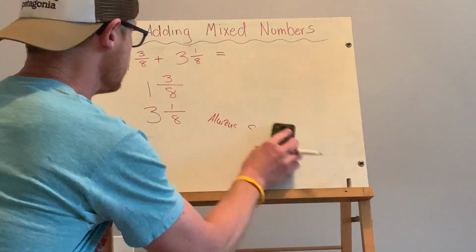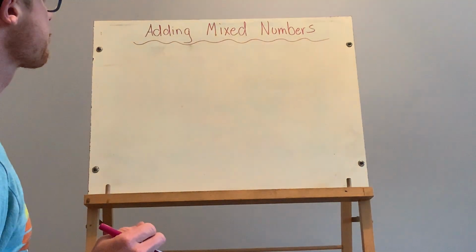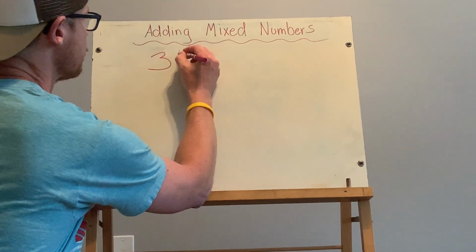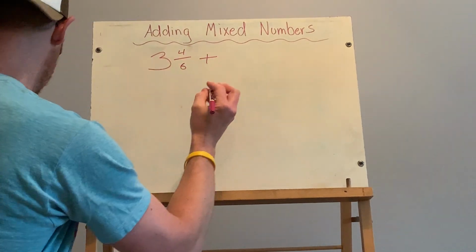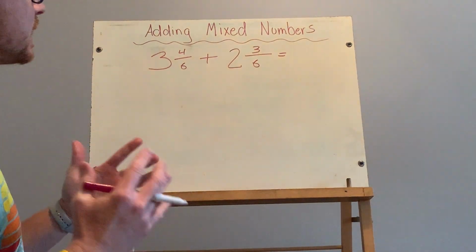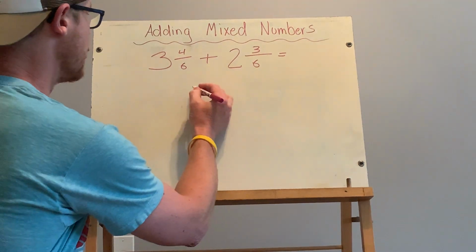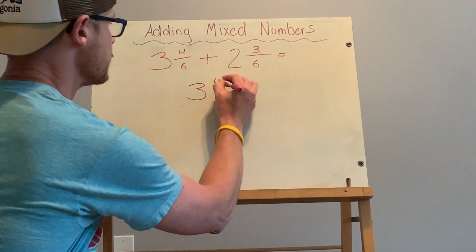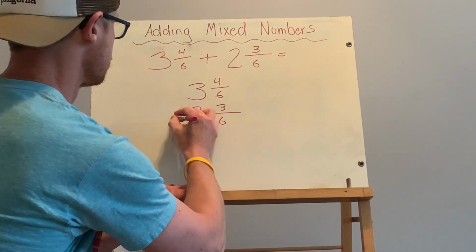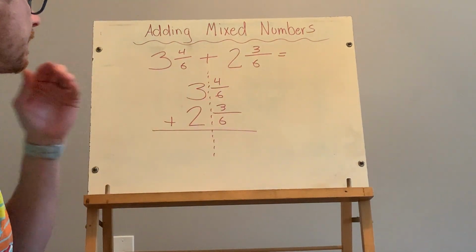All right, well that's the easy one. Let's take a look at one where we have an improper fraction. So I have 3 and 4/6, and I'm going to add that to 2 and 3/6. Again, we're going to rewrite that horizontal equation vertically, lining up our whole numbers and fractions. So we have 3 and 4/6, and we're going to line that up with 2 and 3/6.